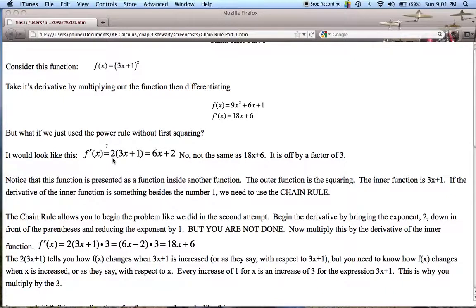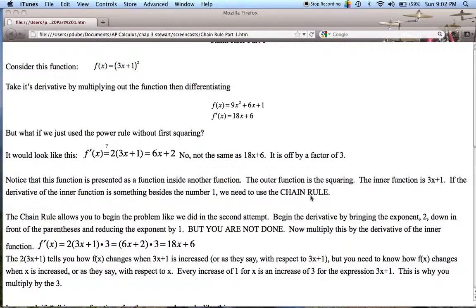When you do the 2 times 3x plus 1, what you're doing is finding how y changes when 3x plus 1 changes by 1. When you take the derivative with respect to x, what you want to know is how does y change when x changes by 1. And if you look, every time 3x plus 1 changes by 1, it means x only changed by a third. But every time x changes by 1, 3x plus 1 changes by 3. That's where we get the chain rule.